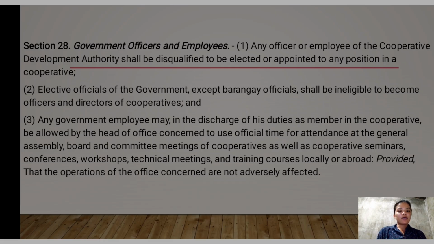First, Cooperative Development Authority officers and employees are disqualified from being elected or appointed to any position in a cooperative. Second, elective government officials, except for barangay officials, are ineligible to serve as officers or directors of cooperatives. Third, government employees may be allowed by their department heads to use their official time for attending General Assembly meetings, board meetings, seminars, conferences, workshops, and training courses related to cooperatives, both locally and abroad, as long as it does not negatively affect the operations of their government office.